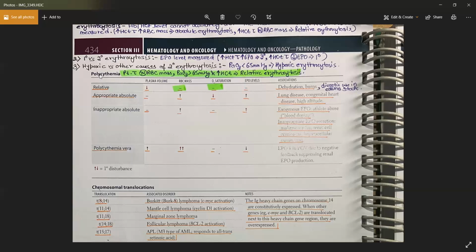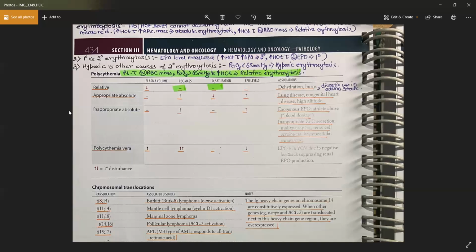Okay, so first I discuss the relative type, in which you have a loss of plasma volume, but RBC mass will be absolutely normal. The oxygen saturation will be normal. The EPO levels are again normal. And this could happen with dehydration, or with burns, or with diuretics. If you use diuretics in the acute state of edema, then you will have a free volume loss of water, and as a result you will get this relative polycythemia. Is that okay?